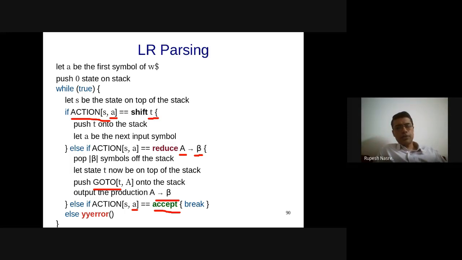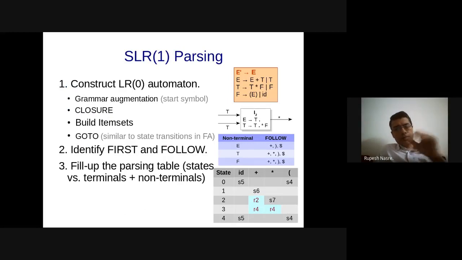Okay, so let me move ahead. To summarize our SLR1 parsing, we had three steps in this algorithm. We first constructed this big automaton. We also identified the first and follow, which we didn't really do this time, but we borrowed it from the top-down parsing. And then we filled up the parsing table, which was this one, right? So these were states along the rows, and then terminals and non-terminals along the columns.